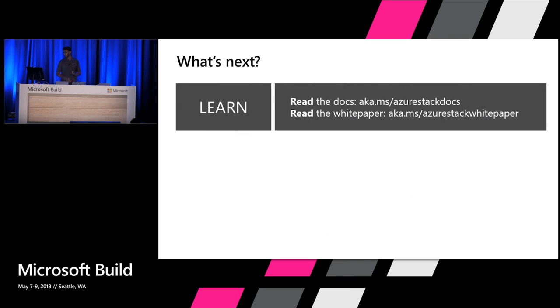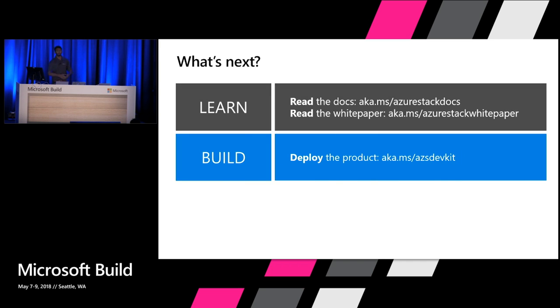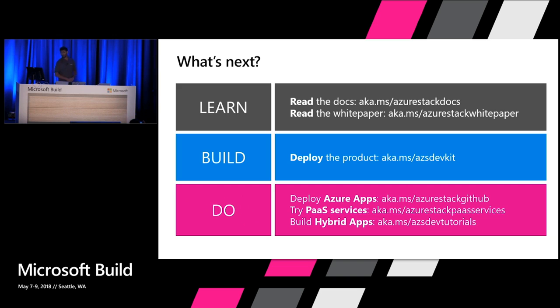And then what's next? We want you to look and read about Azure Stack. We have an Azure Stack white paper. We want you to deploy the product, deploy the development kit. It's 3 steps, as Michaela showed you. And then once you've got the development kit deployed, deploy some applications from our GitHub. Deploy some ARM templates. Try editing them in Visual Studio and Visual Studio Code. Try out the PaaS services. Try out App Service. Try out some functions.